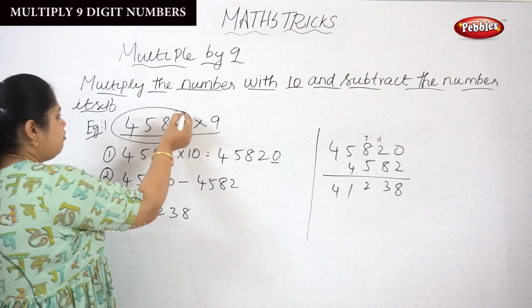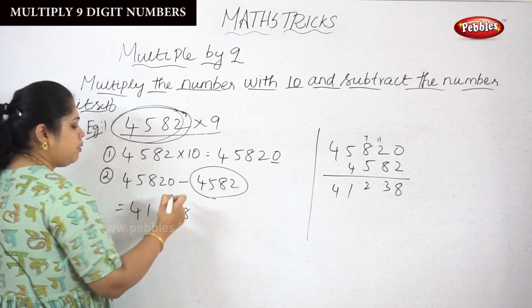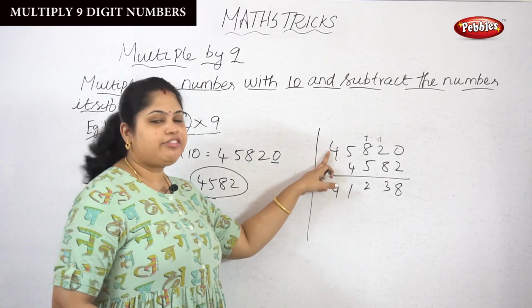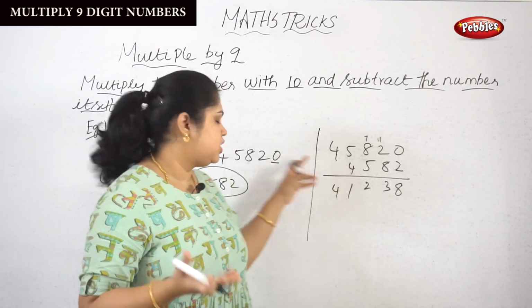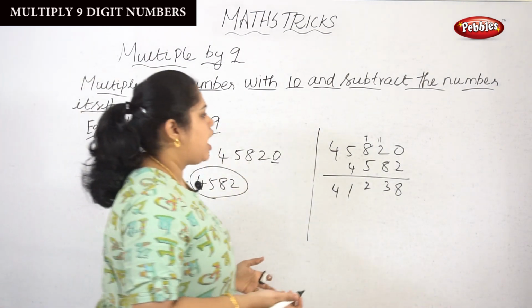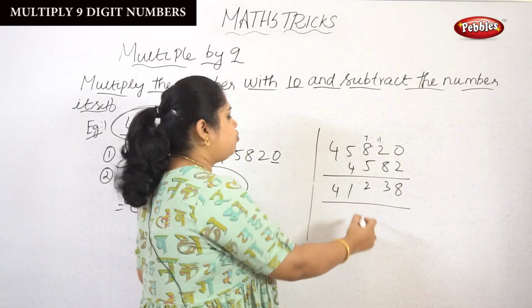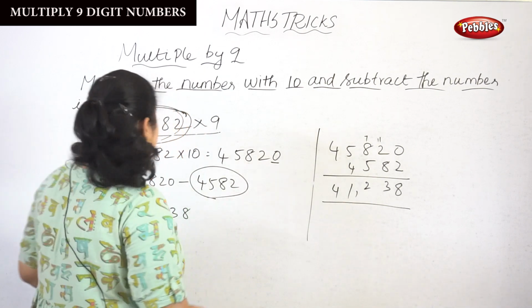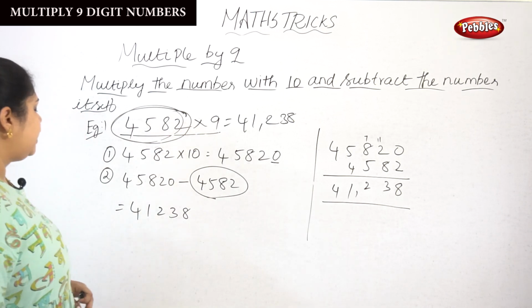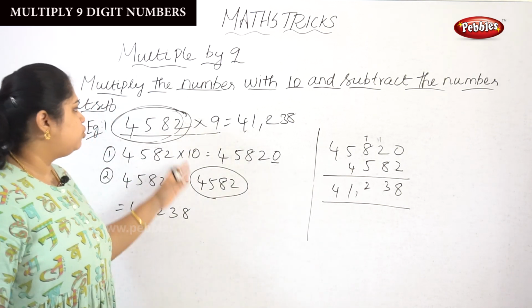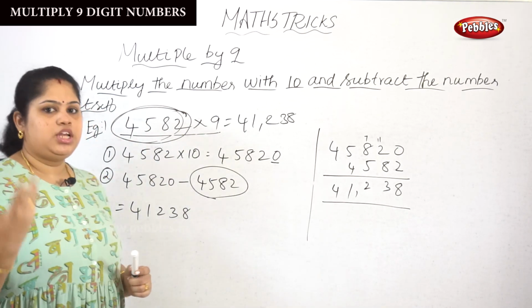So what is the number given here? 4582. We are going to perform the subtraction using that number. This is the number after multiplying by 10, so we add the 0. This is the given number, the question number. After subtracting these two numbers, we get the answer 41,238. So this is the answer for 4582 into 9 is equal to 41,238. Don't worry, I will tell you one more time.